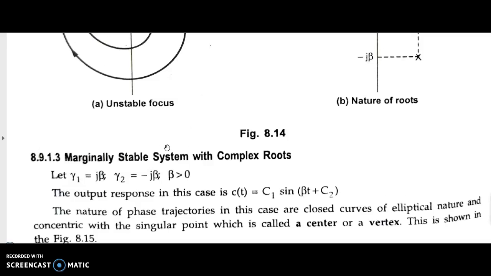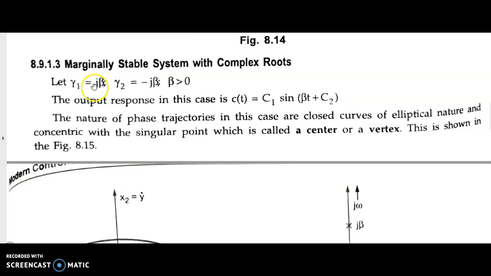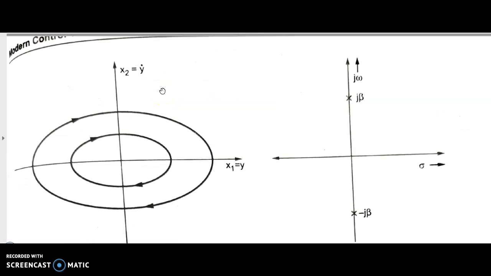Next, when do we call it marginally stable? With complex roots, here there is no real term, only plus or minus j beta. One is plus j beta and the other is minus j beta, only the imaginary term, no real values. If the roots exist on the imaginary axis, we call it marginally stable. For this marginally stable case, we get this type of phase portrait. If the roots come like this, you have to draw this phase portrait. And this is the marginal focus.